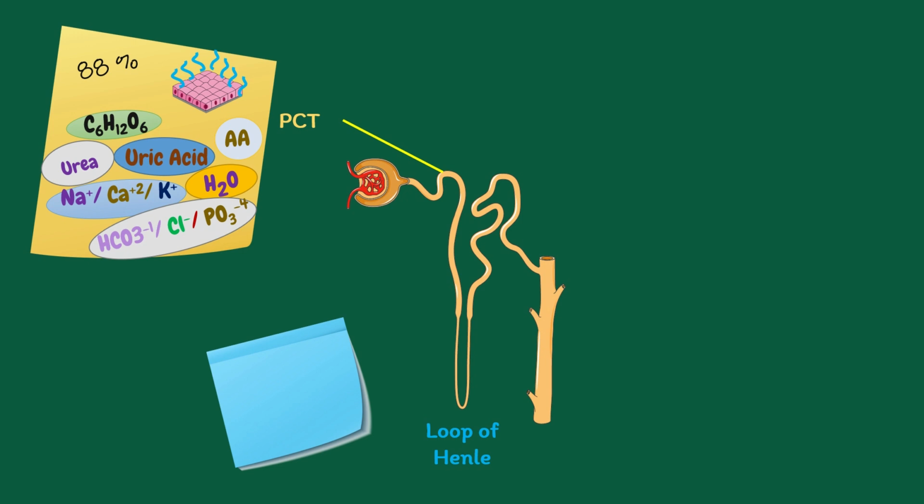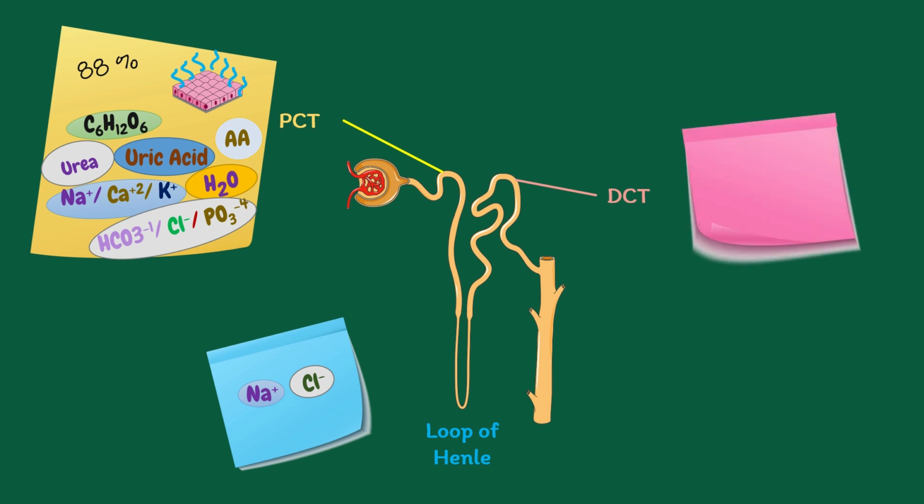Second are the substances reabsorbed from the loop of Henle. Substances reabsorbed from the loop of Henle are sodium and chloride. Third are the substances reabsorbed from the distal convoluted tubule. Sodium, calcium, bicarbonate, and water are reabsorbed from the distal convoluted tubule.